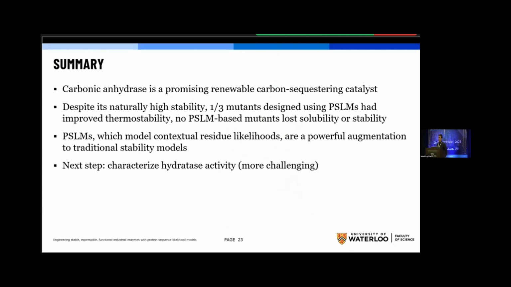And so overall, you can bring in that this pre-training objective of modeling contextual residue likelihoods for enzymes is probably a powerful augmentation technique for developing more stable protein-based catalysts as we move into a more renewable future.